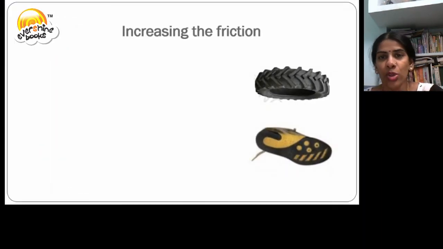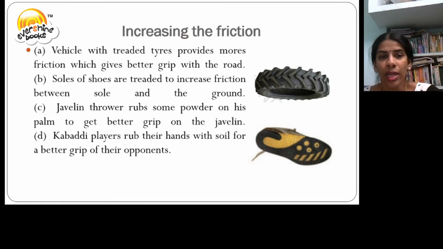Let us see how to increase the friction. A vehicle with treaded tires provides more friction, which gives better grip with the road. Soles of shoes are treaded to increase the friction between the sole and the ground. A javelin thrower rubs some powder on his palm to get a better grip on the javelin. Kabaddi players rub their hands with soil for a better grip on their opponents.